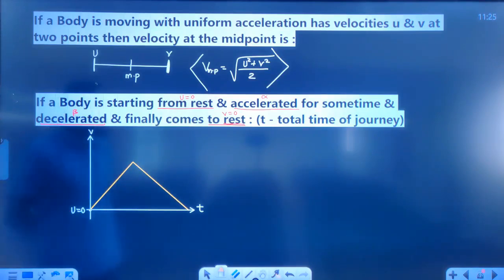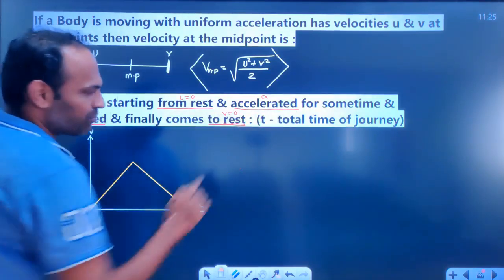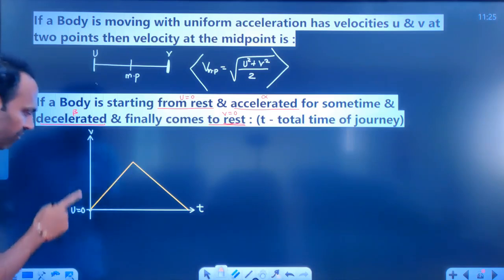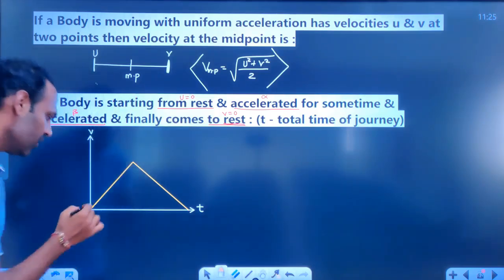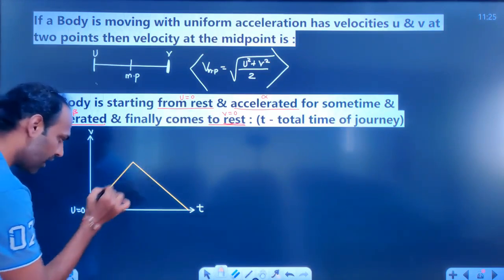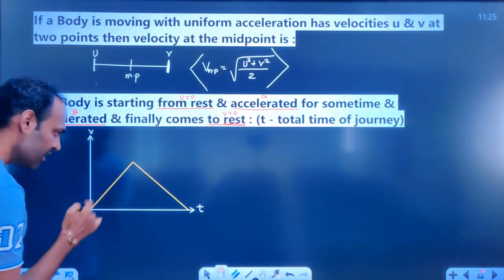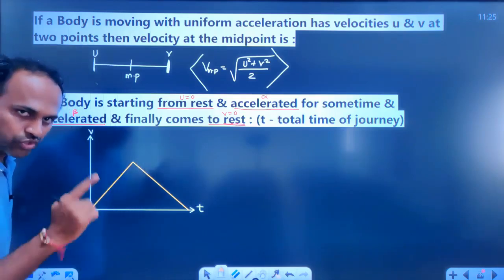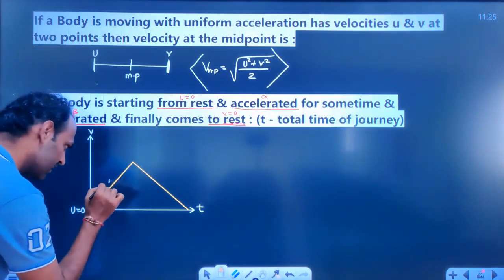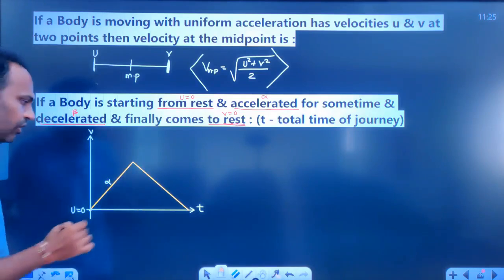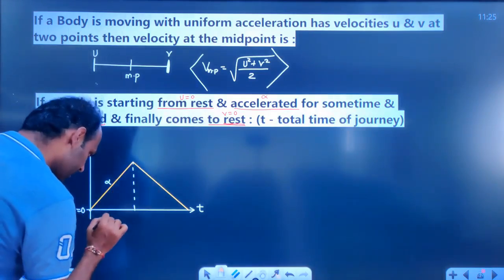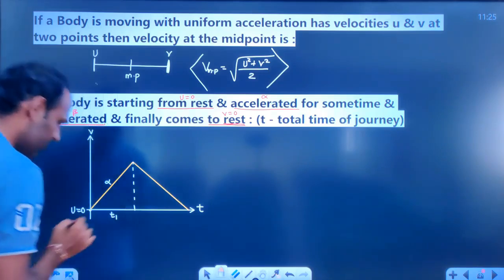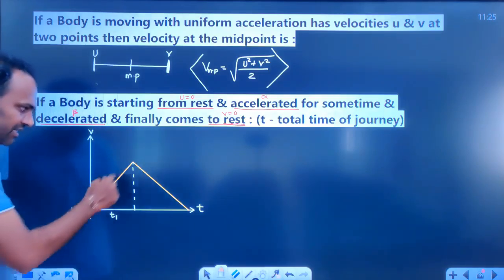It starts from the origin. Accelerated for some time means velocity goes on increasing. Acceleration means velocity has to increase with time. So this part of the graph indicates accelerated motion. How much is the acceleration here? Alpha is the acceleration. For some time it has accelerated, that time I take here as t1. For a time t1 it has accelerated.